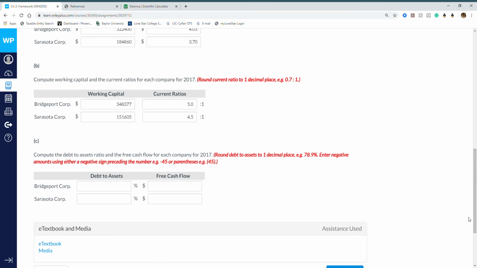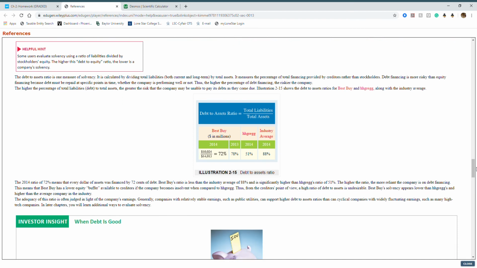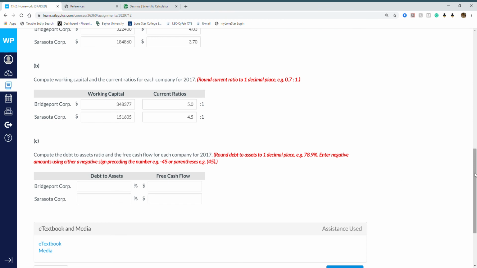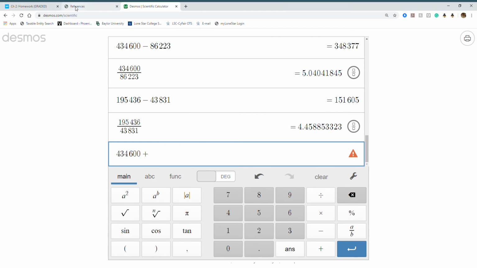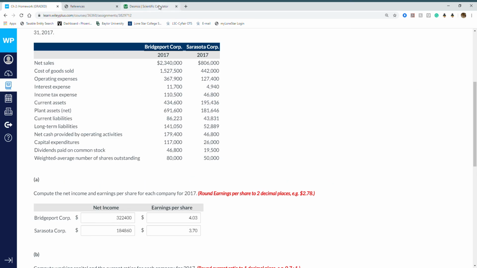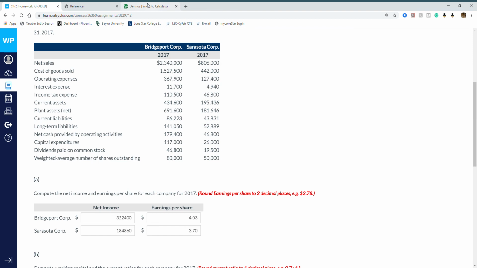Okay, not too bad. Now it's time for debt to asset ratio. Alright, so we know again we have a division right here. Let's just go ahead and check the formula one last time. So, debt to asset ratio is our total liabilities divided by total assets. So when we look up here, they don't give us our total assets, our total liabilities. We have to actually add these together. The cool thing is that they keep it in order. So all it is taking 434,600 plus 691,600. So our total assets are about 1,126,200. Total liabilities 86,223 plus 141,050.